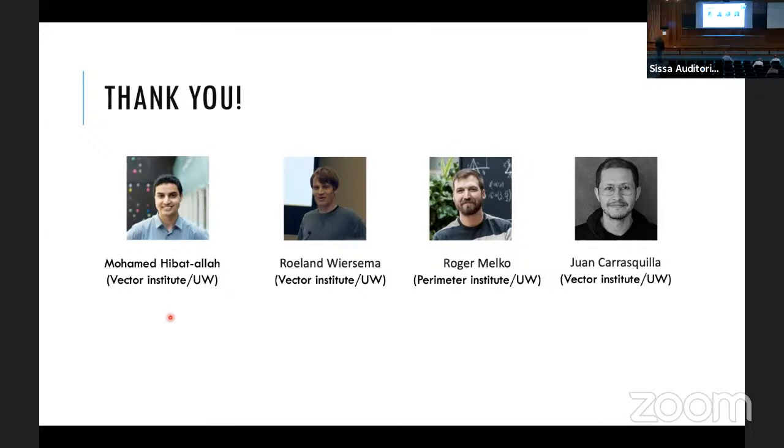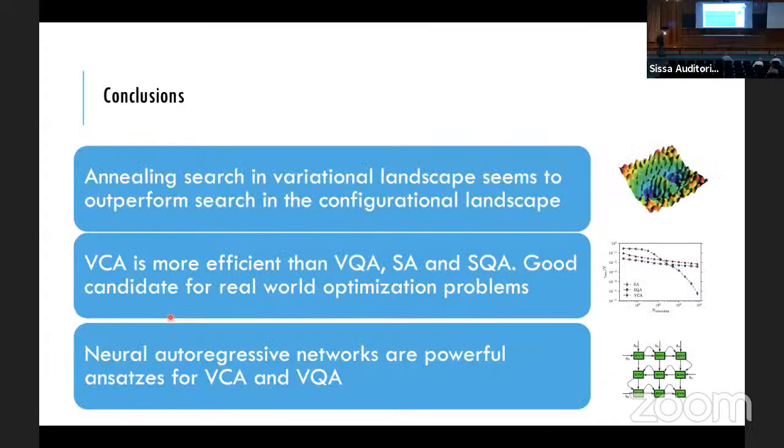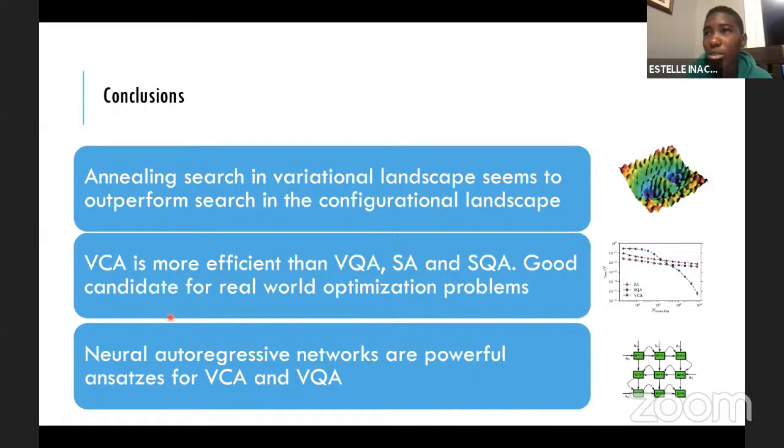Hi, Estelle. I'm Andrea Gambassi. I just have a question. Probably you mentioned it, but I'm not sure I got it. You are saying VCA is more efficient than other methods. Computationally speaking, how is it doing? I mean, you can determine the ground state energy better, but in terms of cost, compared to the other methods?